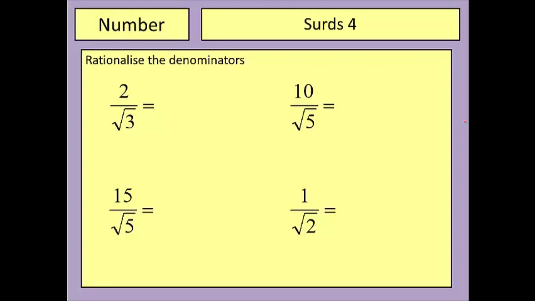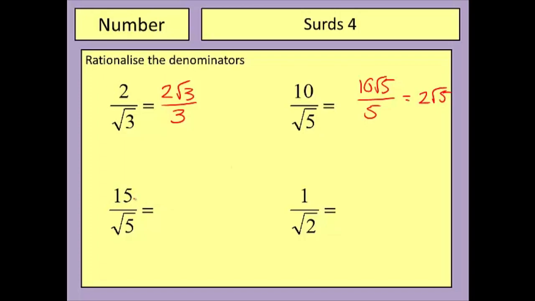Okay, in this first one, 2 over root 3, I'm going to multiply the top and the bottom by root 3. This will give me 2 root 3 over 3, and I'm happy with that as my final answer. In this second example, 10 over root 5, I'm going to multiply top and bottom by root 5, giving me 10 root 5 over 5. Now notice that, like in the second example, this will simplify down to 2 root 5.